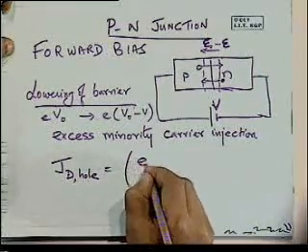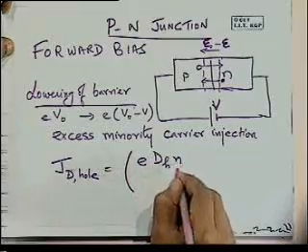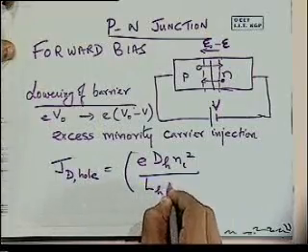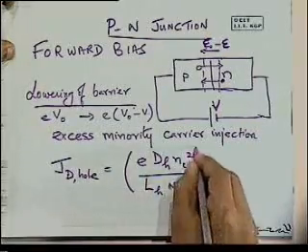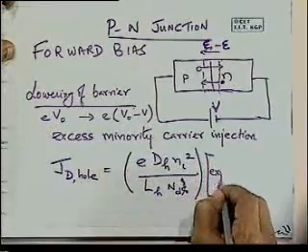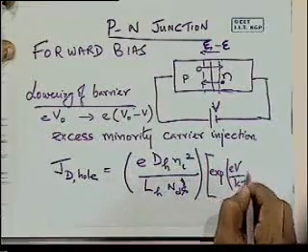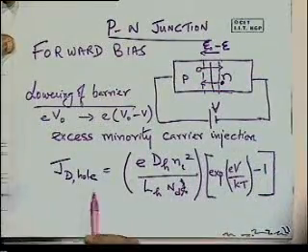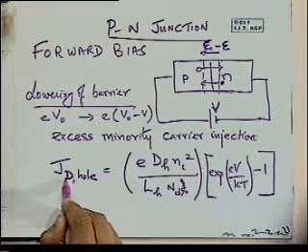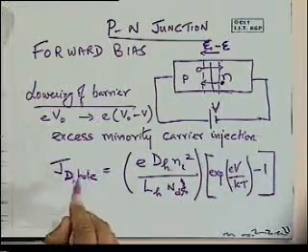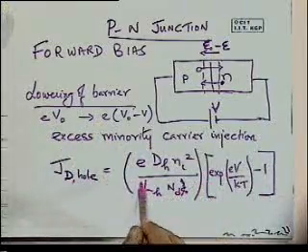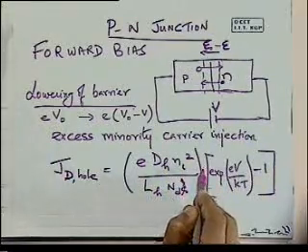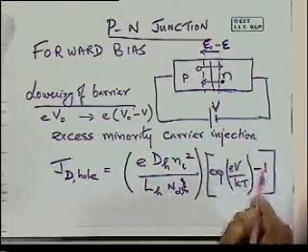I'll give you some expressions that can be used, and then we'll go on. It will be given by e D_H n_i squared by L_H N_D, and exponential eV by kT minus 1. The diffusion current density J_D related to the holes that are diffusing across there is given by e D_H n_i squared by L_H N_D into exponential eV by kT minus 1.